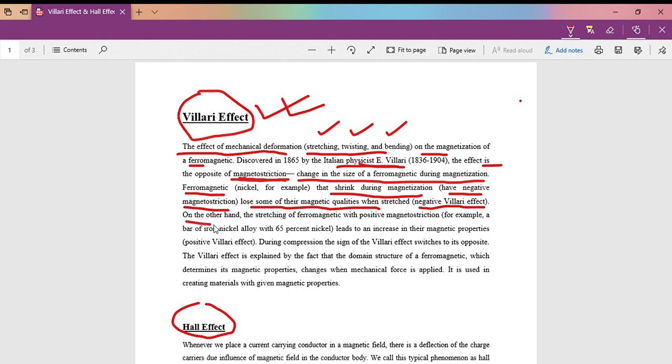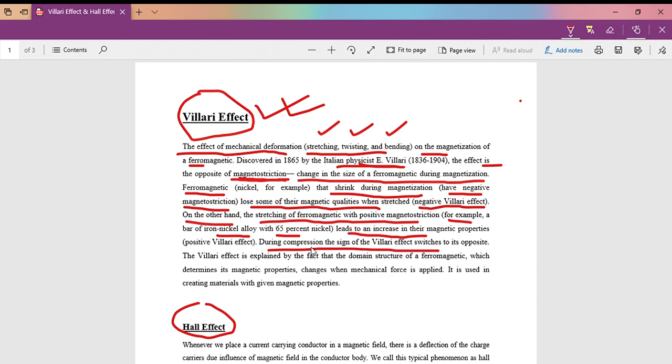Clear? On the other hand, there is the stretching of a ferromagnetic material with positive magnetostriction. What is positive magnetostriction? It is explained here. For example, a bar of iron-nickel alloy with 65% nickel leads to an increase in its magnetic properties. That increment in magnetic properties is referred to as the positive Villari effect. So due to stretching, the magnetic property can get enhanced for such an alloy. Now, during compression, the sign of the Villari effect switches to its opposite, right?